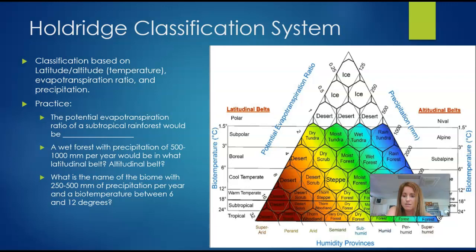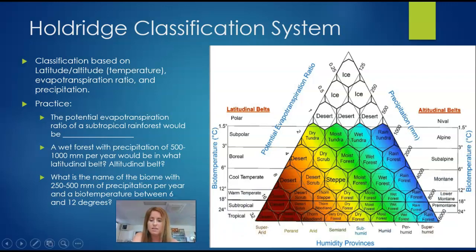This one here is called Holdridge. And Holdridge is based on evapotranspiration ratio, the precipitation in the area, and then the latitude or sometimes the altitude, depending if it's a mountain, that those could be similar, in order to figure out the name of the ecosystem. And so we can practice this.